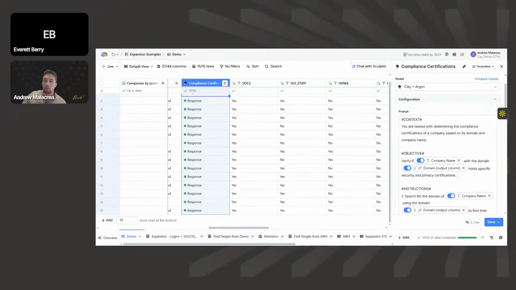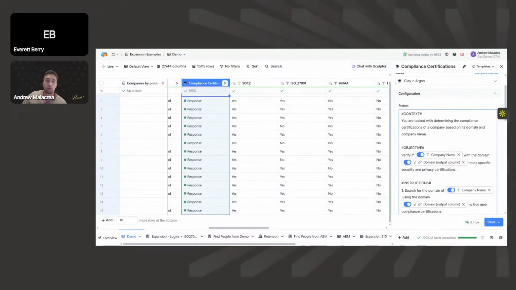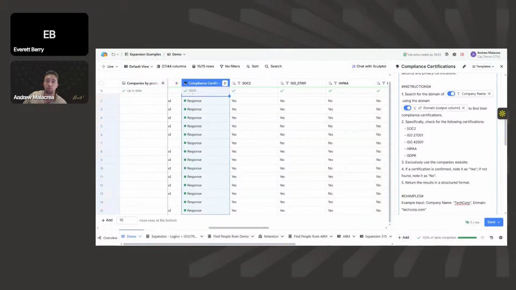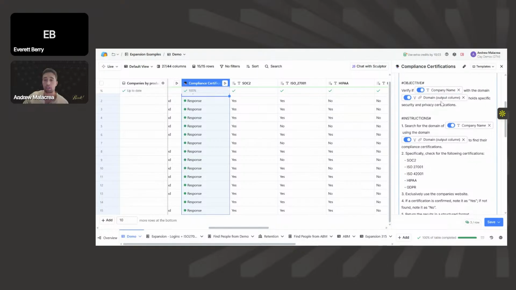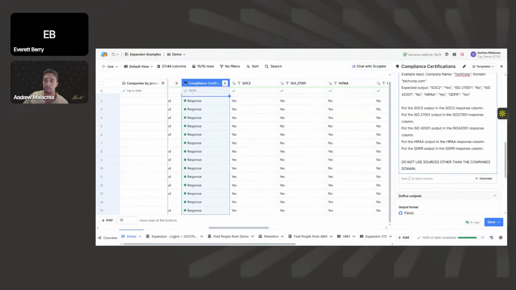So if I go in here, you can write a custom prompt. Very similar to how you write a custom prompt in Perplexity or ChatGPT, except this runs programmatically. So if I put 10,000 accounts in here, this prompt is going to run for all 10,000 of them. So it scales really well and ensures consistency in the outputs.